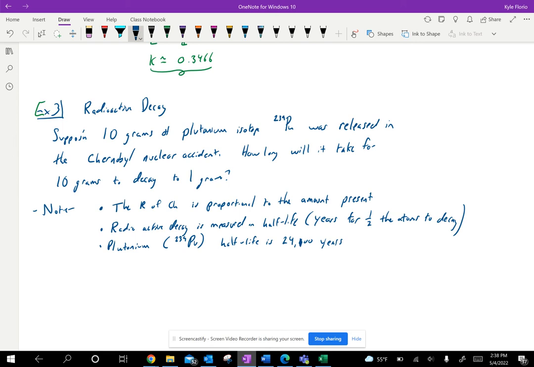Okay. So the idea here is I know the rate of change is proportional to the amount present. So I can write the equation y equals c times e to the kt, where c is my initial amount, k is my proportionality constant, and t is the amount of years. So y is going to be the amount of plutonium in grams, by the way.